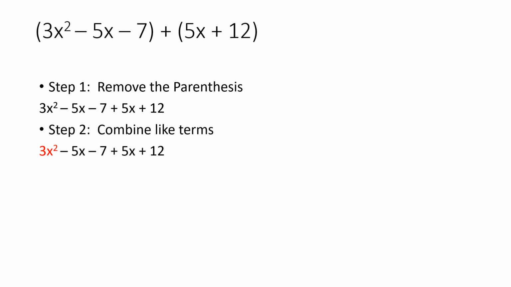So if you look at the first term, it is a 3x squared. So you're going to look at the rest of the terms and see if there are any other terms that have an x squared in them. Well, I don't see any other x squareds, so I'm just going to write down that very first term, 3x squared. I'm going to go back and look at the next term. The next term is a minus 5x, and notice when I circled it, I circled the sign along with it.